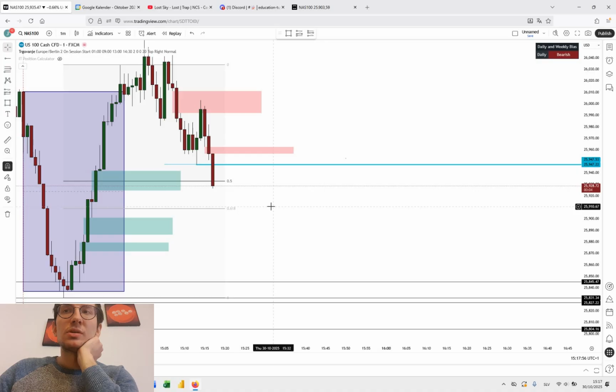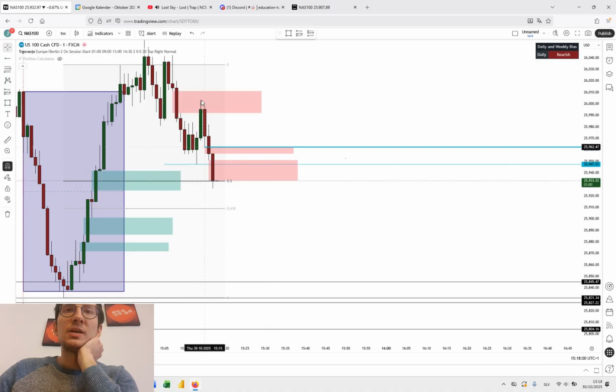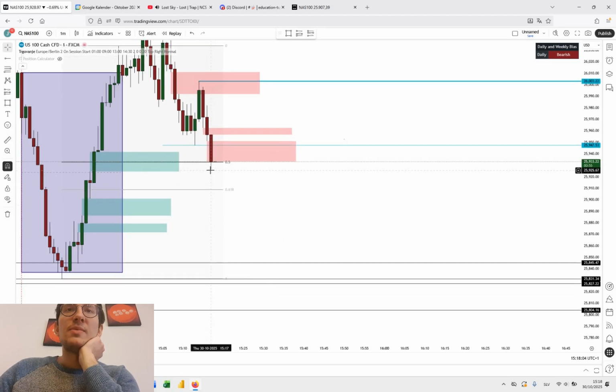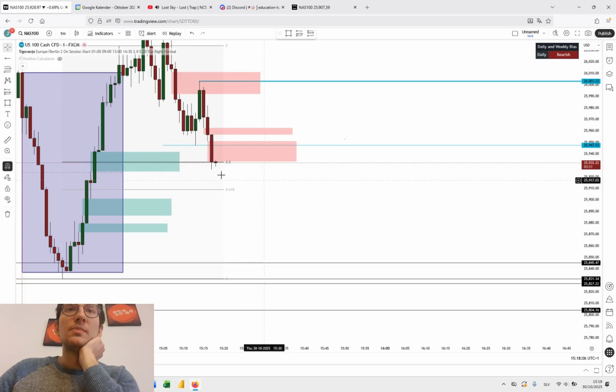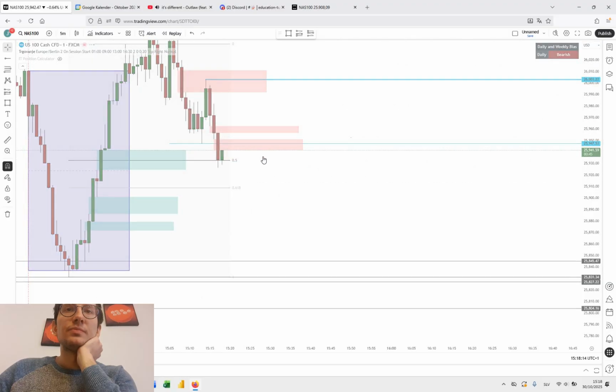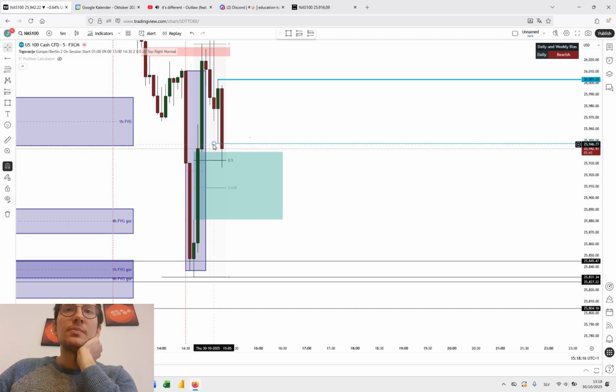Let's take a look. Okay, we broke structure on the 1-minute again to the downside. We touched equilibrium. Maybe now we will have a nice opportunity, but let's take a look what's happening on the 5-minute. Yeah, we touched into this 5-minute fair value gap. I guess that's a good sign.